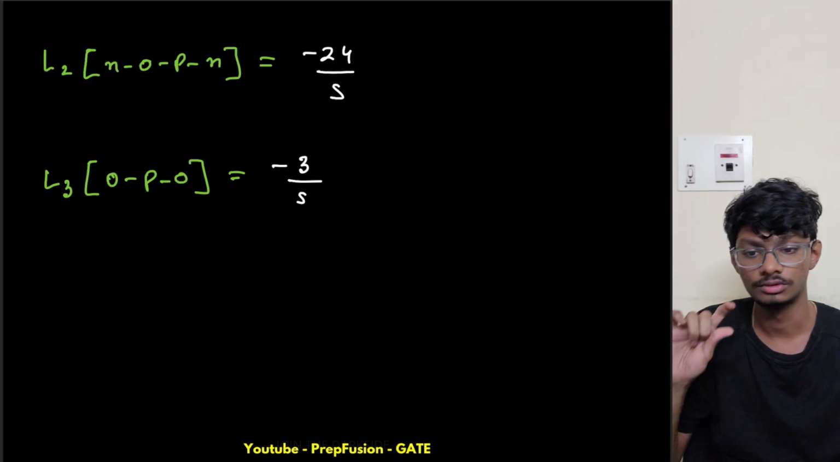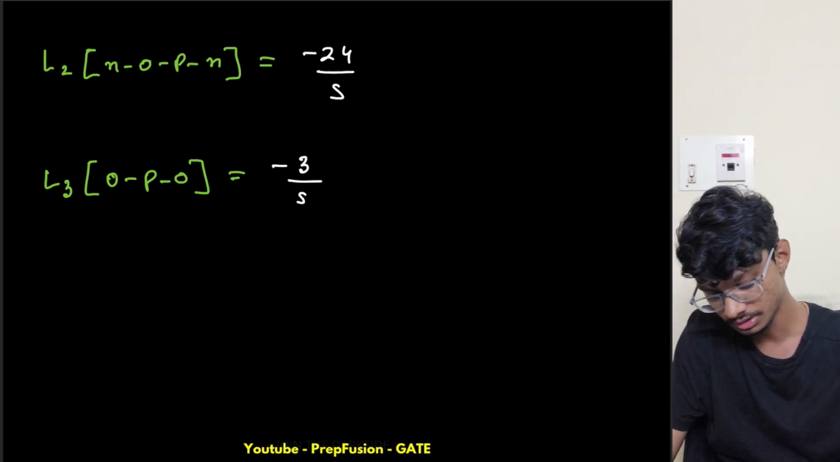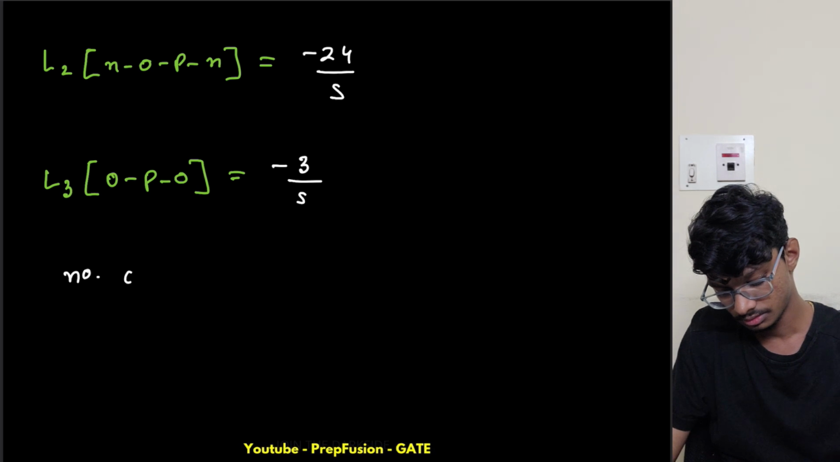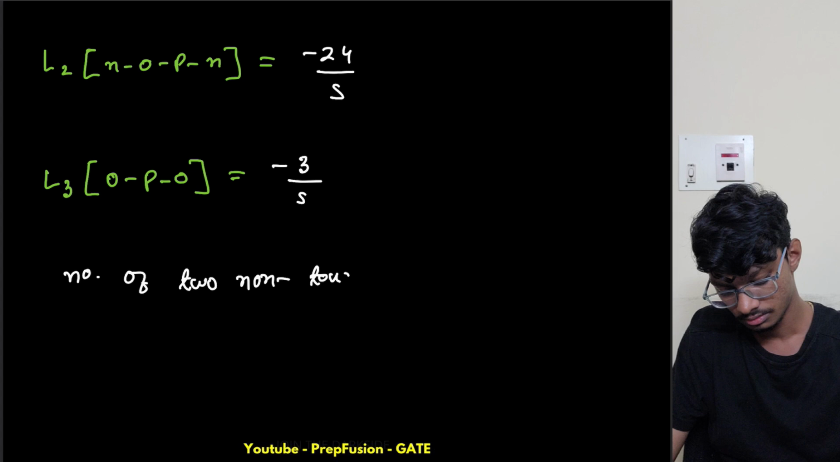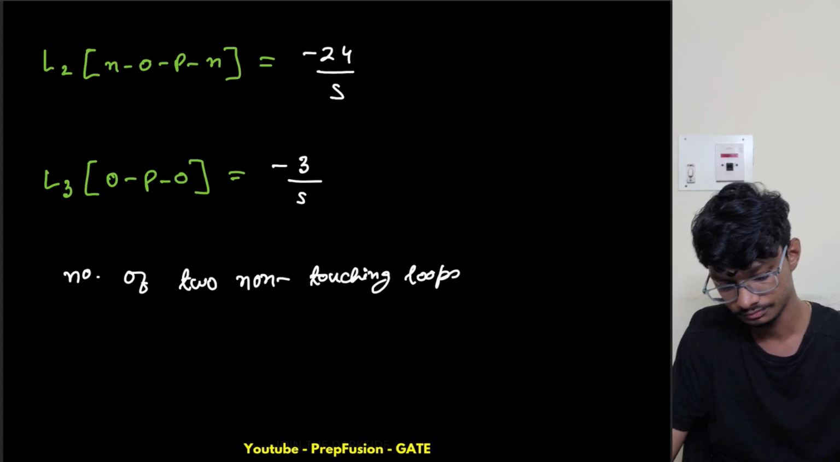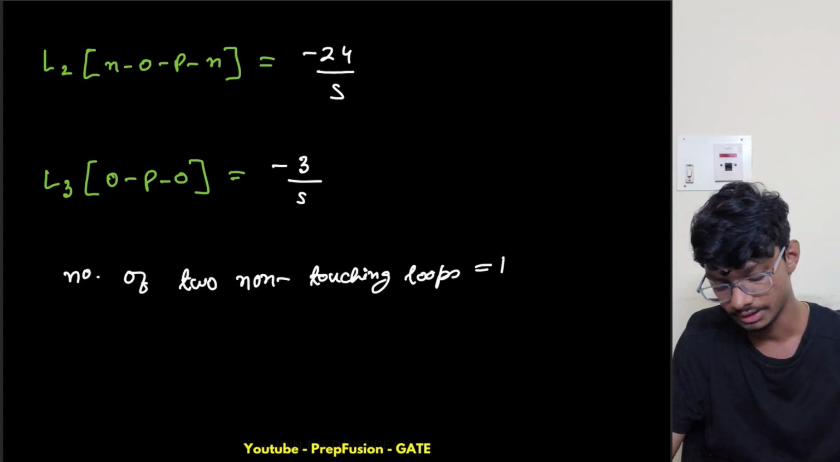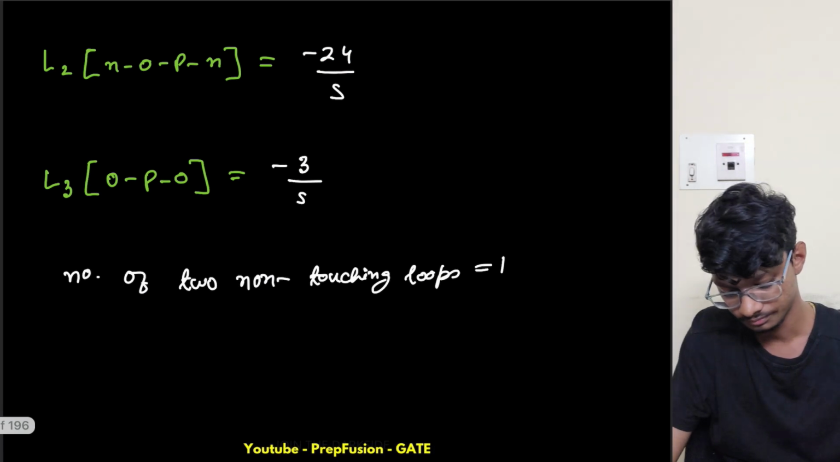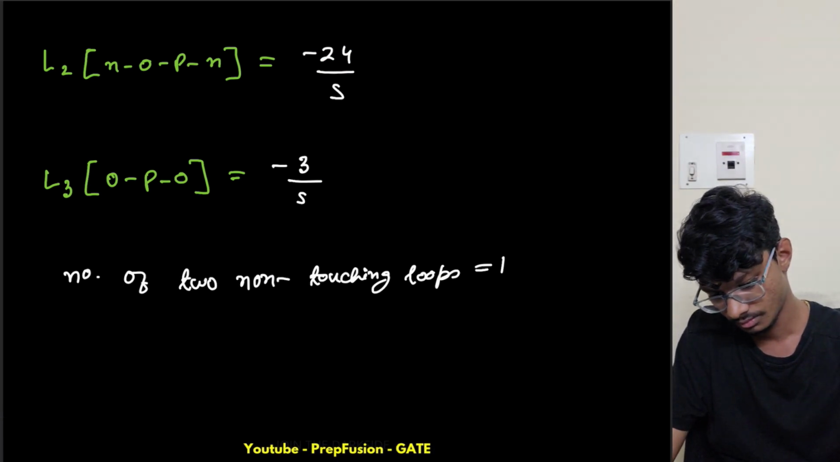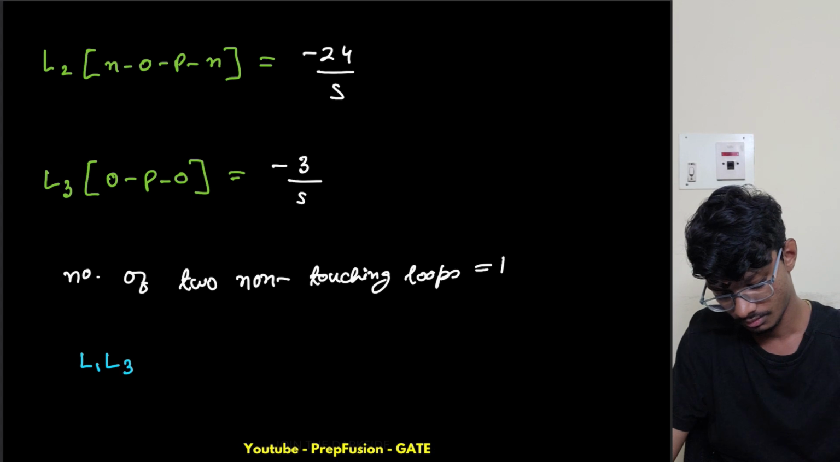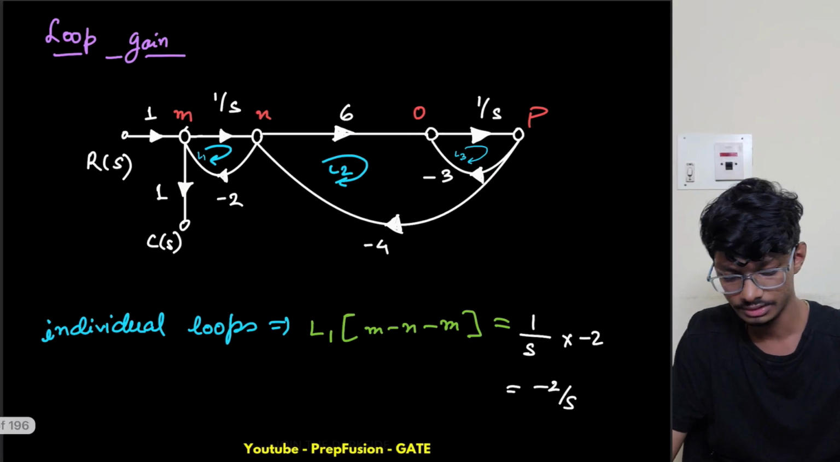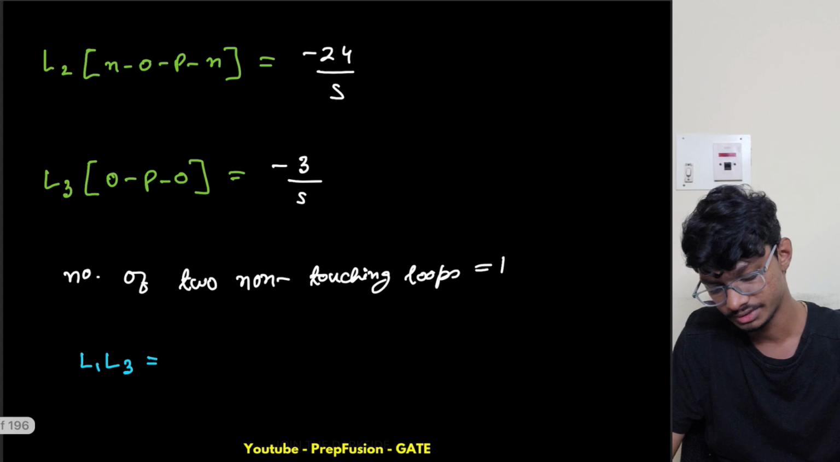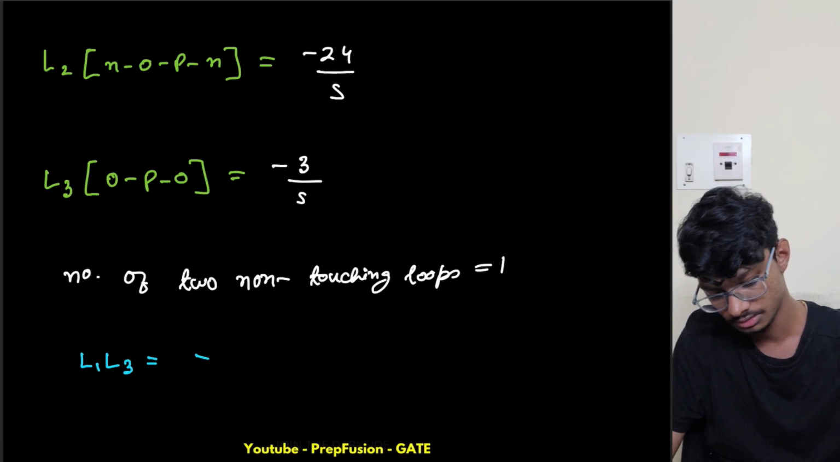Now let's do the non-touching loops. So the number of 2 non-touching loops equals 1 only, right? That is basically this loop and this one. So L1 and L3. L1 and L3 is the product of those two, which is basically this one is minus 2 by S.